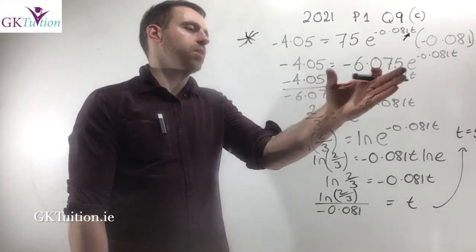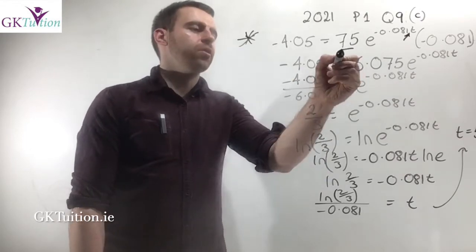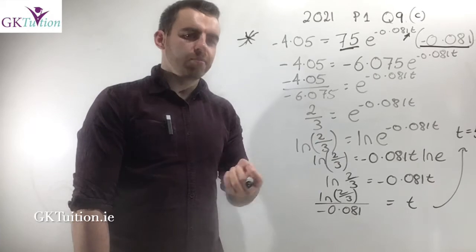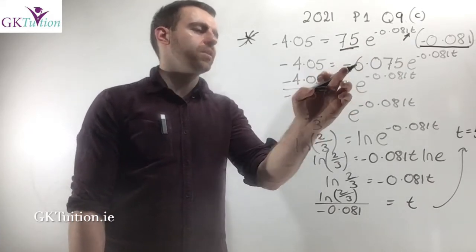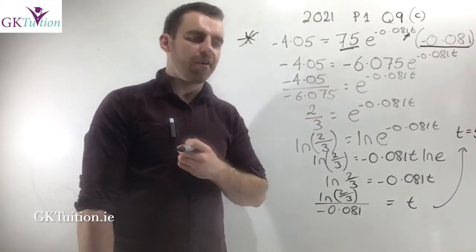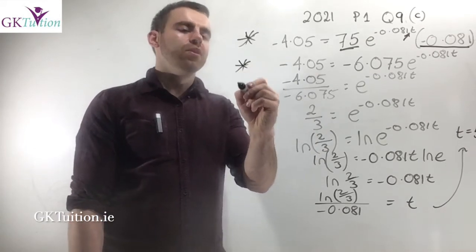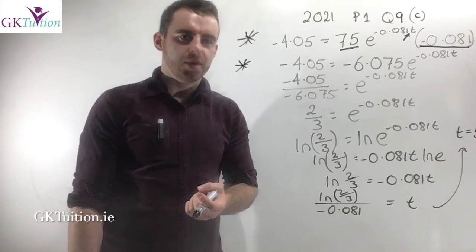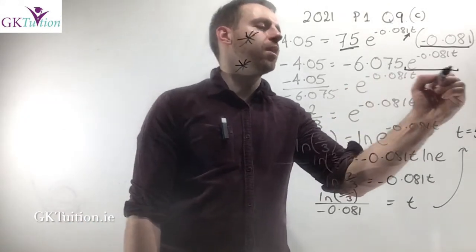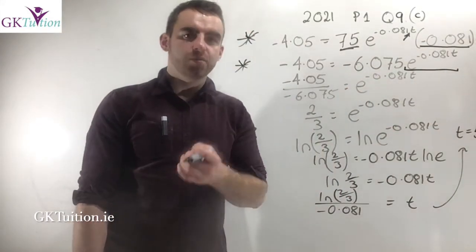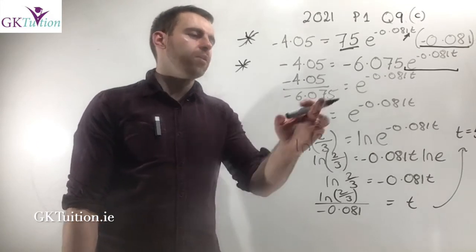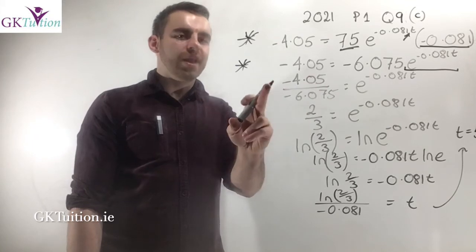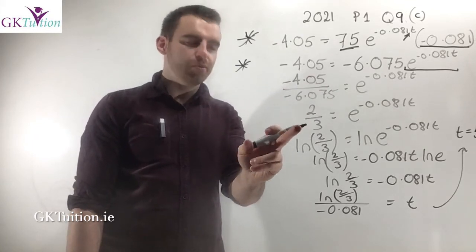So the first thing I decided to do was, on the right hand side, notice there's a 75 and then there's this, and they're both constants, so we can just multiply them by each other. 75 by this gives me minus 6.075. At this stage I notice that my unknown is in the power, so I'm going to have to introduce logs at some point. But before I introduce logs, I have to isolate the part of the expression with the unknown in the power. So I divided both sides by minus 6.075. Then when you plug the left-hand side into your calculator, you just get 2/3.